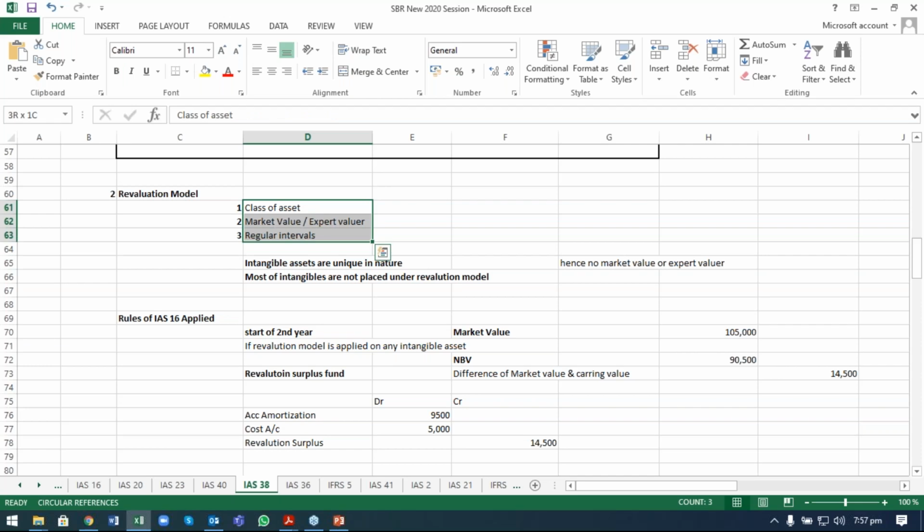Any intangible asset that meets these three criteria can be placed under the revaluation model. Is it clear? The revaluation rules are applied in the same way, just like IAS 16, so there is no change in the rules. You only need to make sure these rules still exist. The only difference is that here you are revaluing an intangible asset, but under IAS 16 you are revaluing a tangible asset. Nothing else.